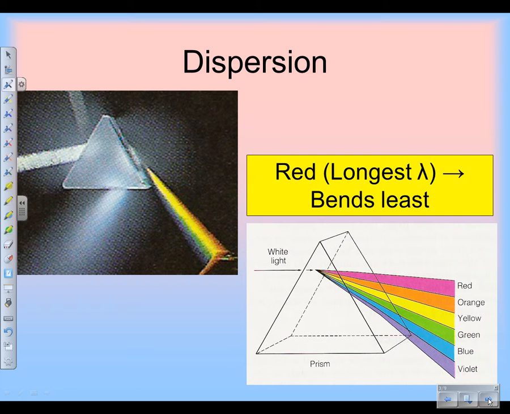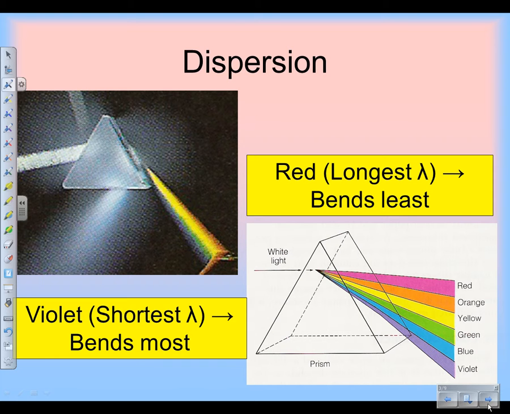Red has a long wavelength, which means it has a lower frequency. It bends the least. But violet has the shortest wavelength, meaning it has the highest frequency, and it bends the most. And that's why they always come out in this order: red, orange, yellow, green, blue, violet. Because that's how much they all bend differently as they go from the one medium to the other, and that's why they end up separated now.